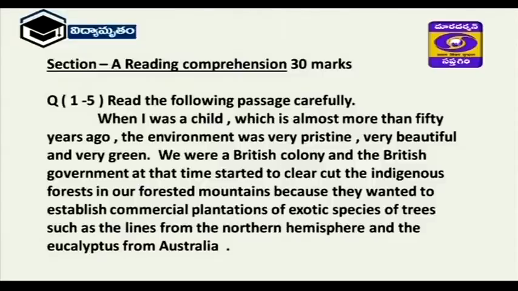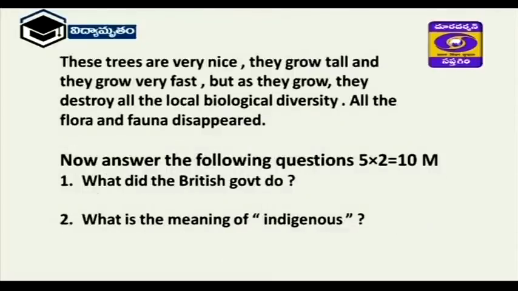See, when I was a child, which is almost more than 50 years ago, the environment was very pristine, very beautiful and very green. We were a British colony, and the British government at that time started to clear cut the indigenous forests in our forested mountains because they wanted to establish commercial plantations of exotic species of trees such as the limes from the northern hemisphere and the eucalyptus from Australia. These trees are very nice. They grow tall and they grow very fast, but as they grow, they destroy all the local biological diversity. All the flora and fauna disappeared.